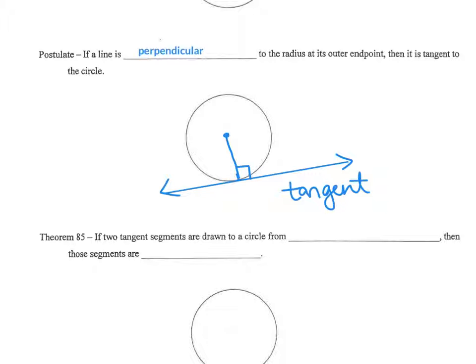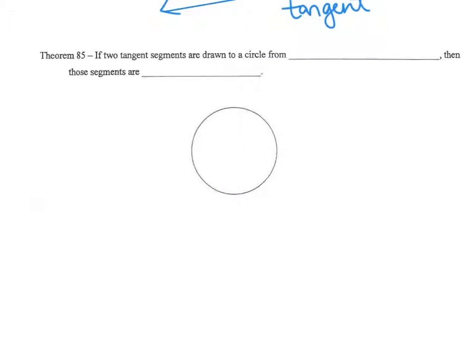All right, theorem 85. If two tangent segments are drawn to a circle from an external point, then those segments are congruent. So let's get that external point situated right here, and we're going to draw two tangents from that point. So let's label these. We'll have point P here. It'll touch here at X, and it'll touch here at Y.